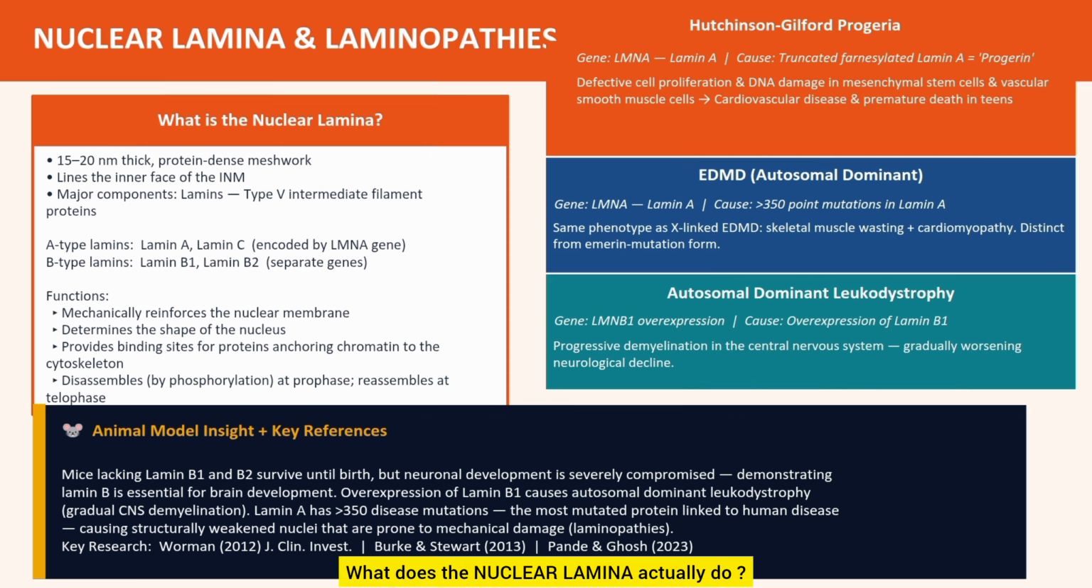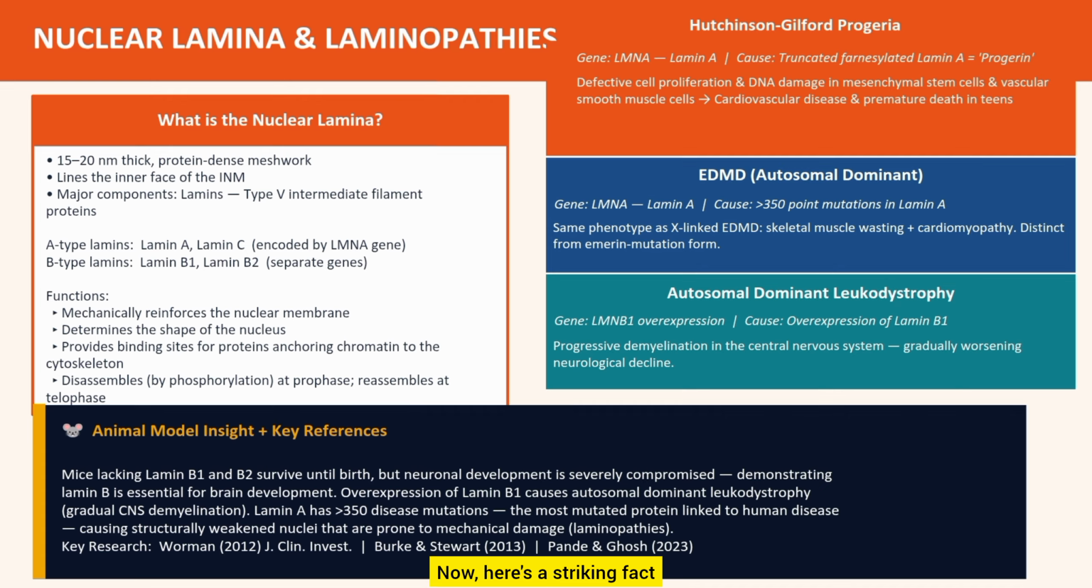What does the nuclear lamina actually do? 3 major functions. 1. It mechanically reinforces the nuclear membrane. Without it, the nucleus would be soft and fragile. 2. It determines the shape of the nucleus. The characteristic round or oval shape of most nuclei depends on an intact lamina. 3. It provides binding sites for proteins that anchor chromatin to the cytoskeleton.